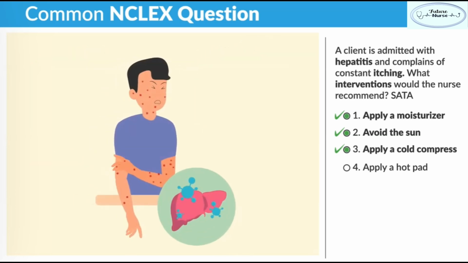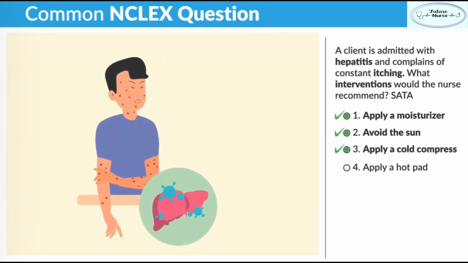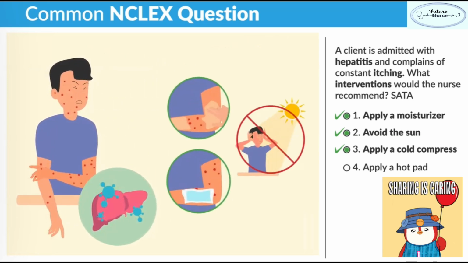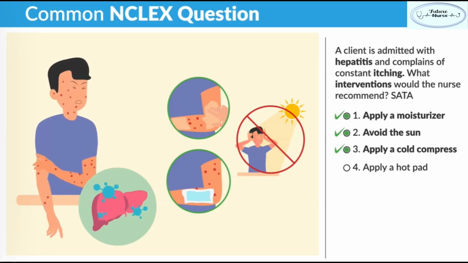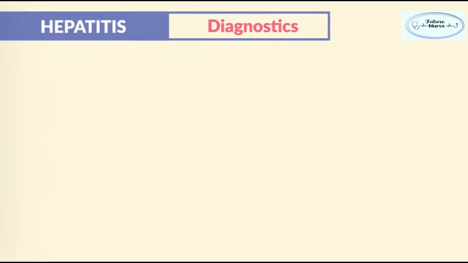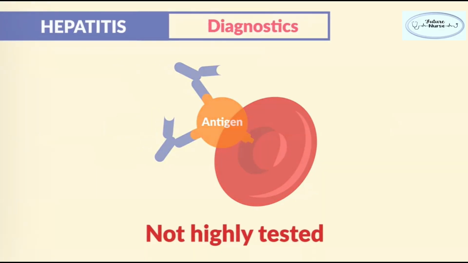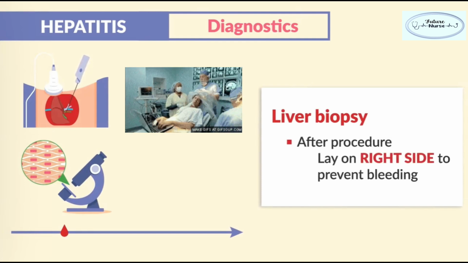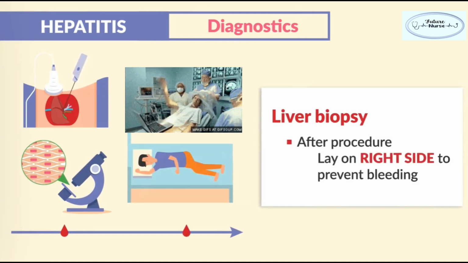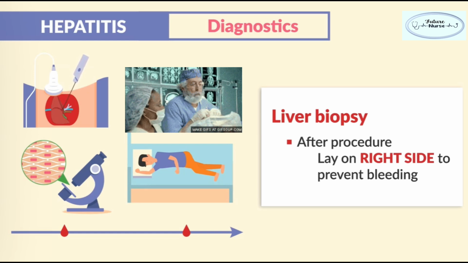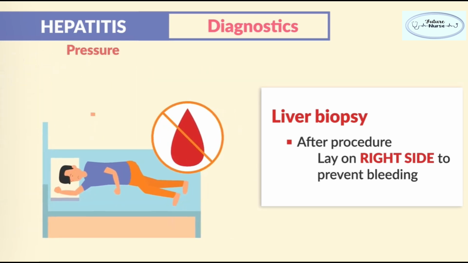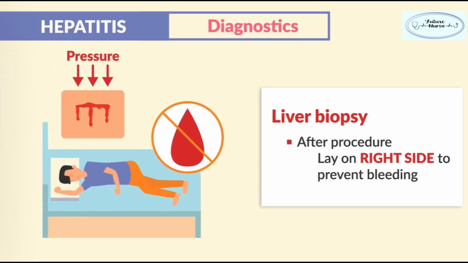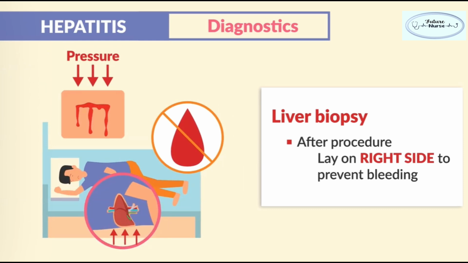So itching is a very common complaint after hepatitis, so it's best treated with a cold press, moisturizers, as well as staying out of the heat. Now in terms of diagnostics, the antigens are not highly tested, so I recommend not focusing on that too much. But a liver biopsy is tested, specifically after the procedure. We teach clients to lay on the right side, basically to lay on the liver, to prevent bleeding. So we always put pressure on anything that is bleeding. In that same way, we're putting pressure on the liver to prevent that bleeding.